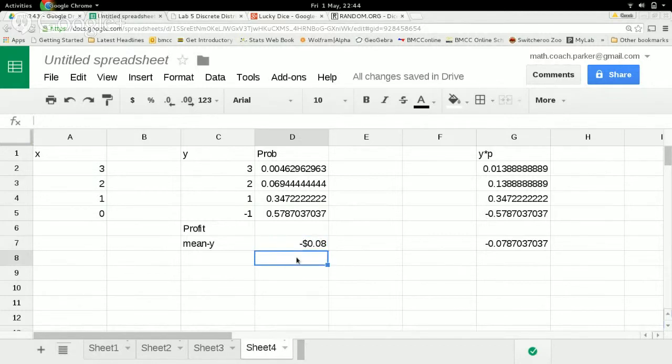So is this a fair game? The answer is no, because it's not a break even. But the casino wouldn't offer the game if it was fair. They need to have a slight edge. We could play around with what I would have to make these numbers here so that it's not quite a bad deal for me. So I'll let you do that.